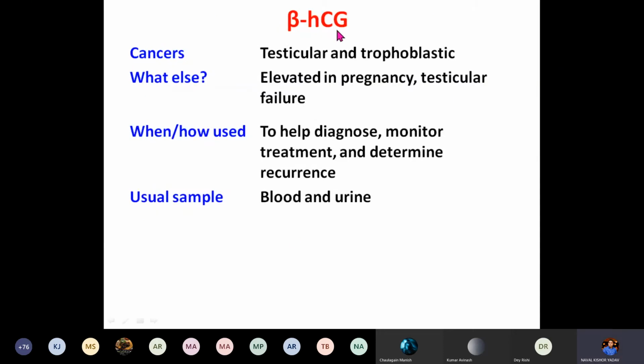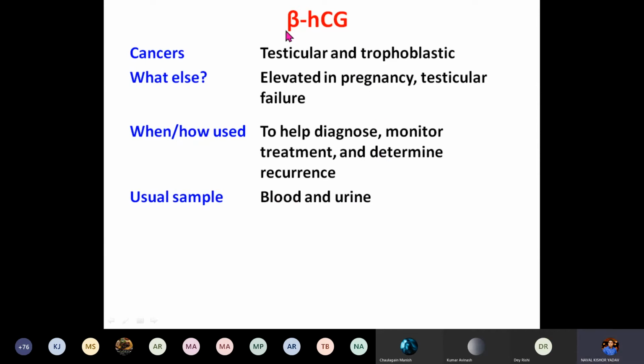And the tumor marker known as beta hCG is done for testicular cancer. It is elevated in pregnancy and testicular failure. That means this is also not more specific. For the sample, you can use two: a blood sample as well as a urine sample. Both samples can be used for beta hCG because it is excreted in the urine, so you can use the urine sample and the blood sample.